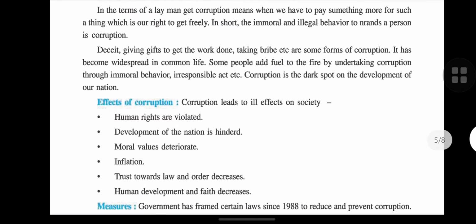Effects of corruption. What happens if corruption increases? Corruption leads to an ill effect on society, which is very bad for society. Human rights are violated. Development of the nation is hindered. Money being used in the wrong places stops the nation's development.